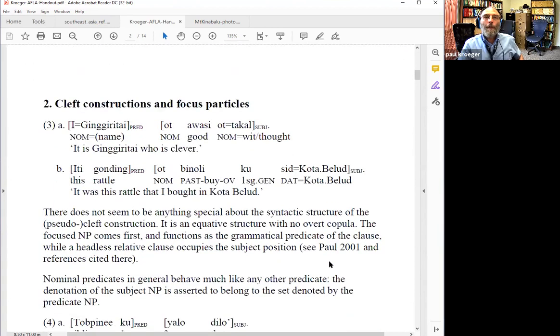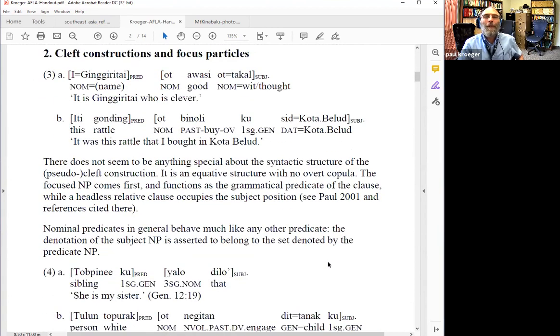The cleft itself, in terms of sentence structure, is a pretty normal sentence. The predicate comes first. As Elena showed in her article, it's basically a null copula construction. You have these two noun phrases. The first noun phrase is the predicate. The second noun phrase is a headless relative clause functioning as the subject of the clause. And this headless relative is an important part of making it a cleft.